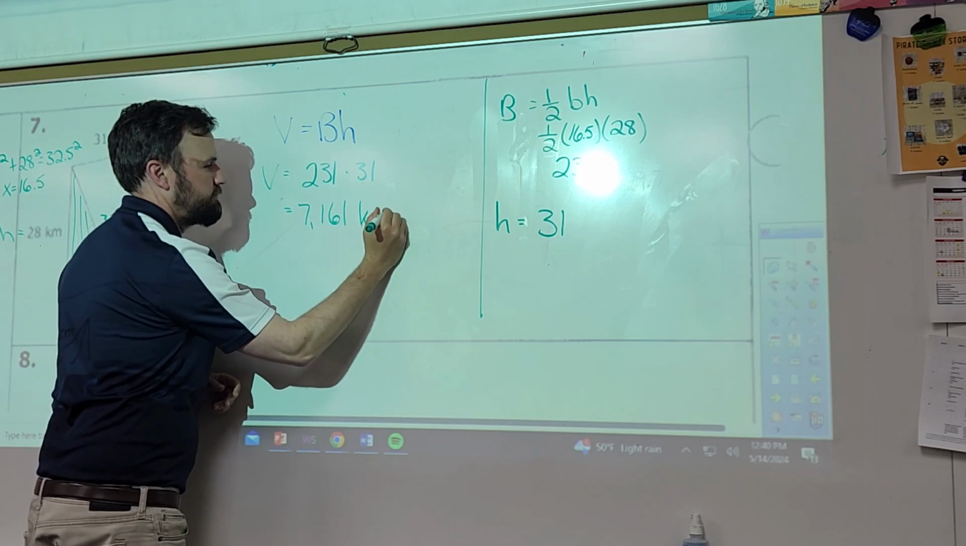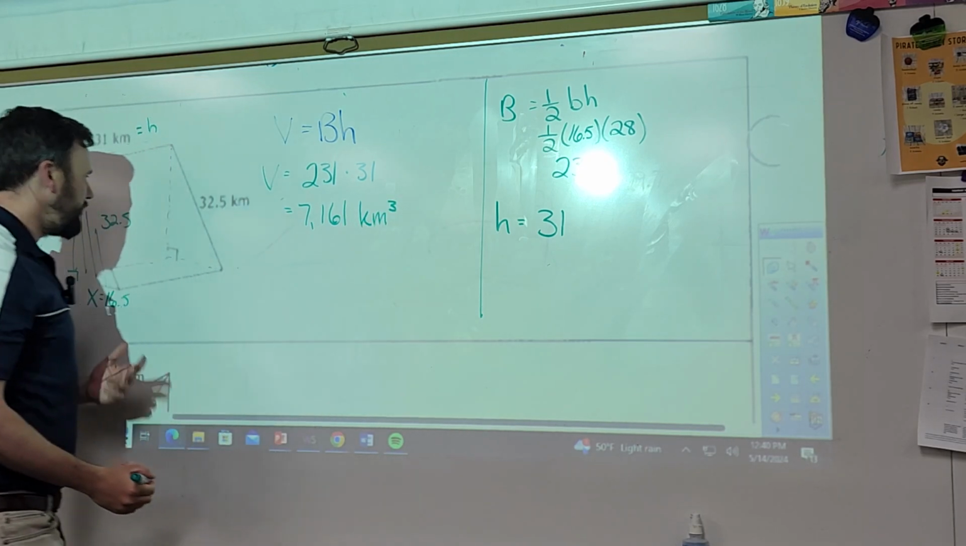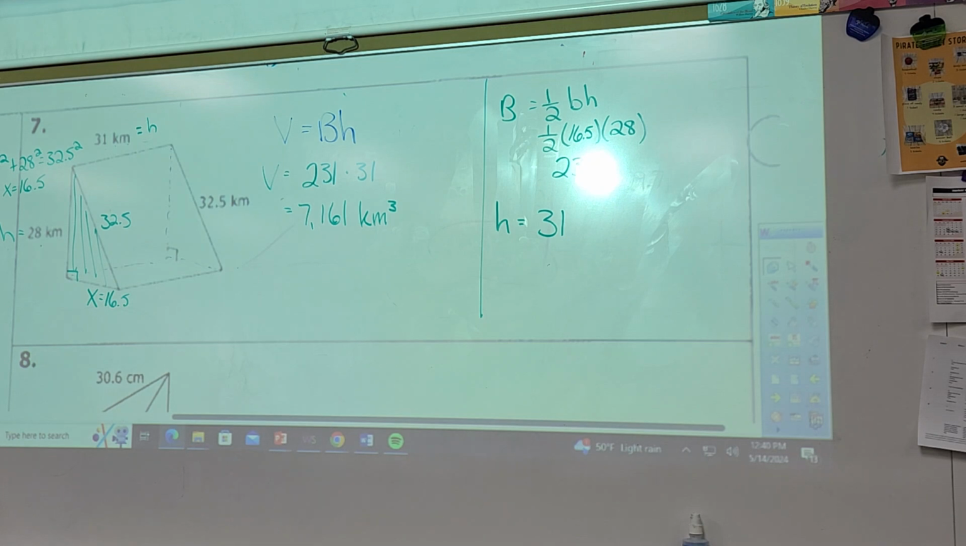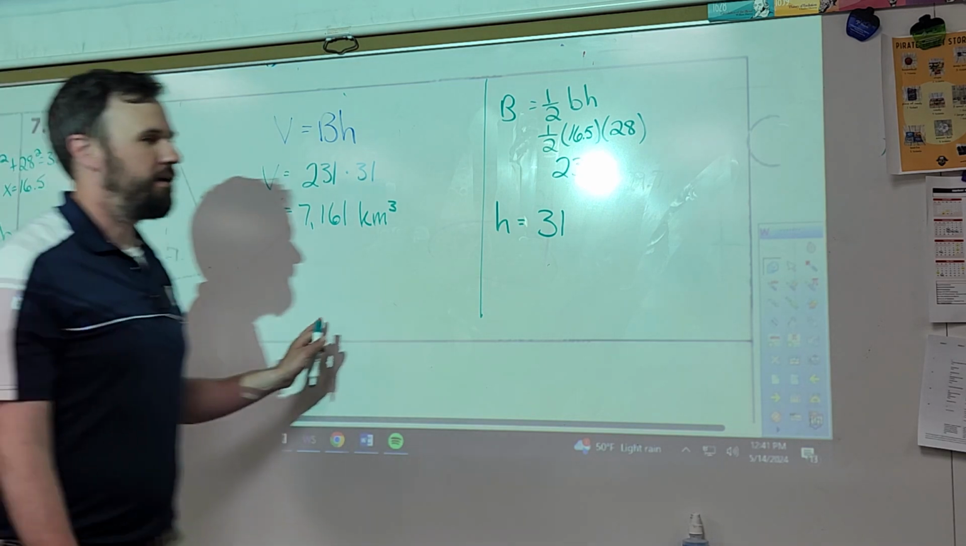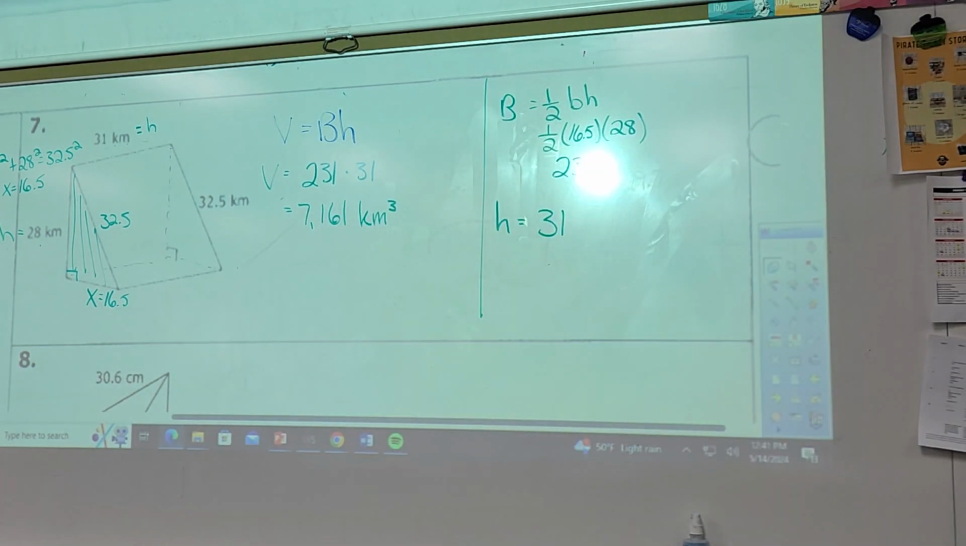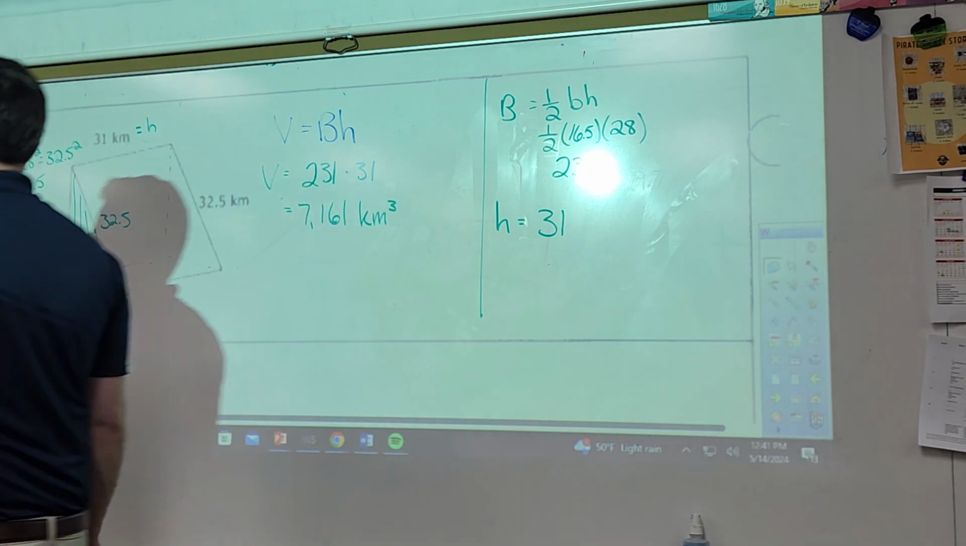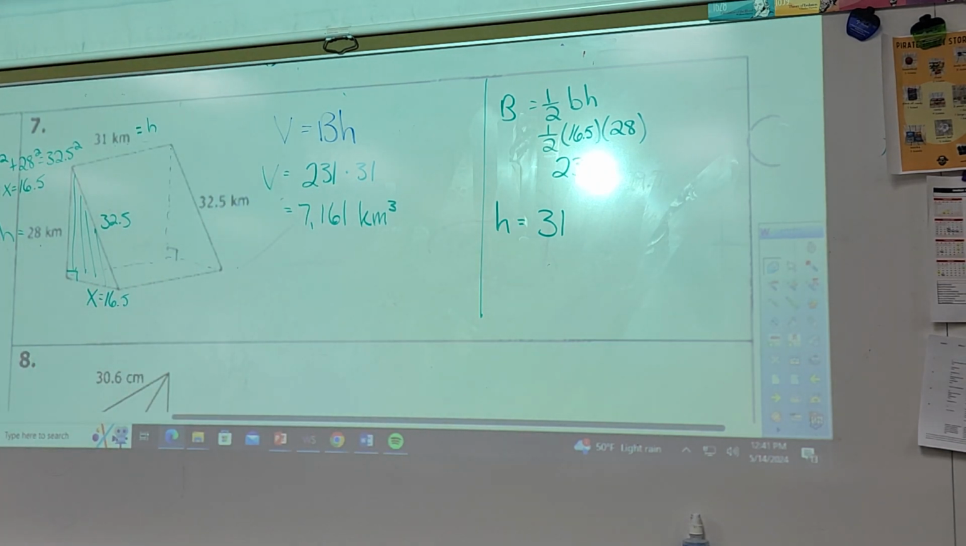kilometers cubed. What is this thing? For those of you who aren't familiar with kilometers, that would be about 2,000 to 3,000 cubic miles. That's pretty large. All right. Any questions on this? Pythagorean theorem, area of a triangle. We legit combined 4 different units to do one problem.